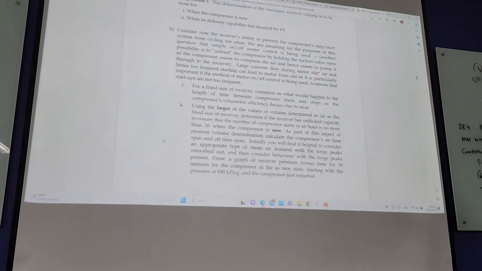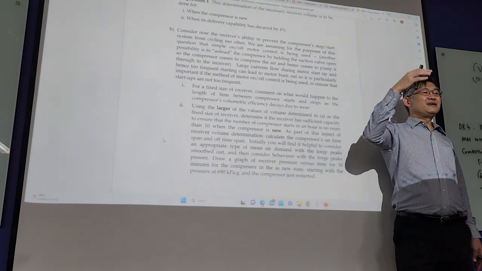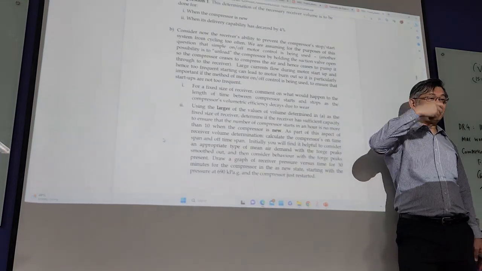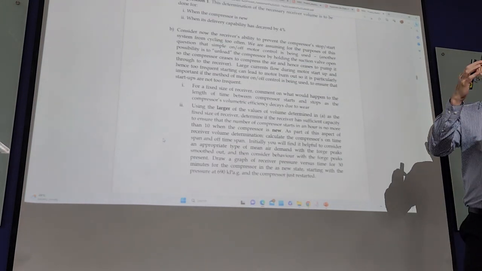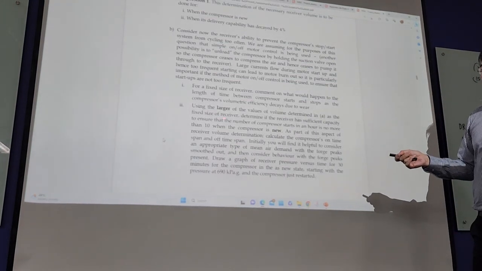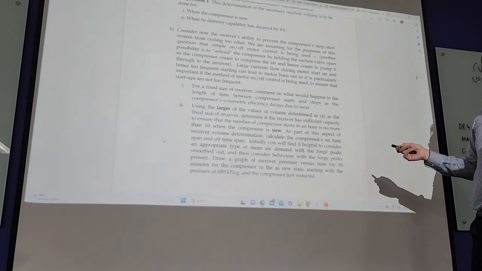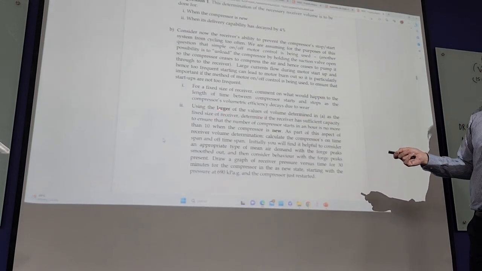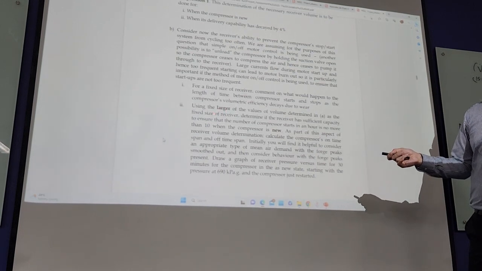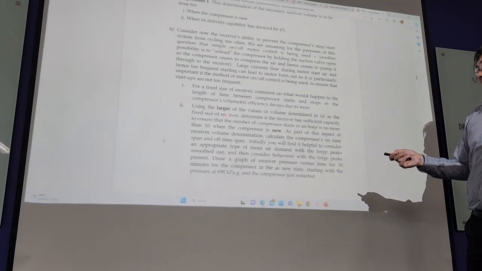Large current flow during motor startup, and too frequent starts also will cause the motor to degrade. So for a fixed size of receiver, comment on what would happen to the length of time between compressor start and stop as compressor volumetric efficiency decays by 4%. You will see the compressor keep turning on, because of decay, so you have to work harder to pressurize the tank. Using the larger of the values of volume determined at the fixed size of receiver means we actually use the decay 4% to calculate your receiver size.